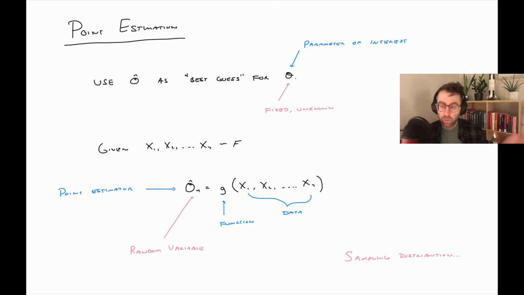So that is, we want to find some theta hat that is a function of the data, which is a best guess for theta, which is some parameter that we're interested in, which is some fixed but unknown quantity. So that's our task today. We want to apply some function to the data that makes a reasonable estimator.